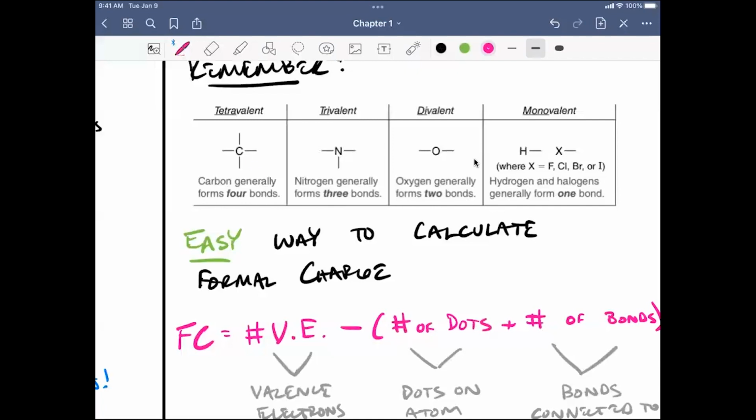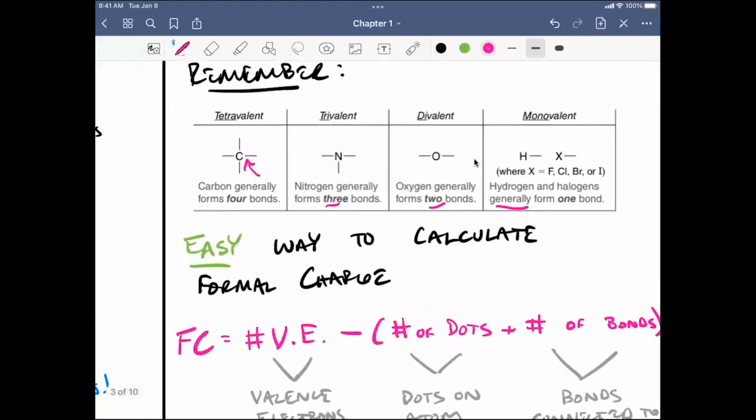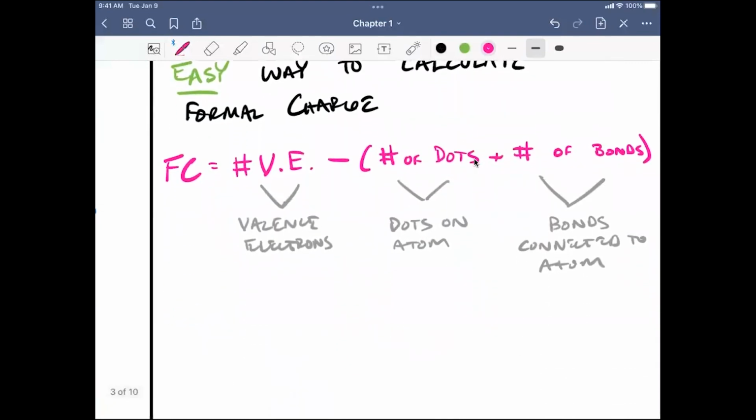So this table right here just shows how many bonds a typical atom should have. Specific ones are carbon, who should have 4 bonds, nitrogen 3 bonds, oxygen 2 bonds, and any of those halogens have 1 bond. And that says generally, because there are exceptions there. So an easy way to calculate formal charge, because sometimes if you're unsure, there is a manual way to calculate formal charge, is this right here.